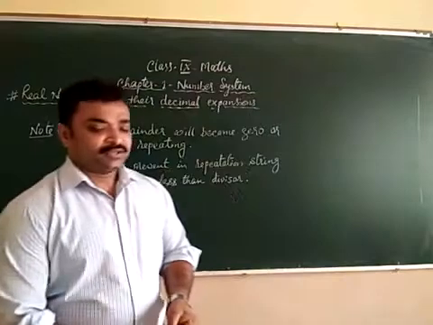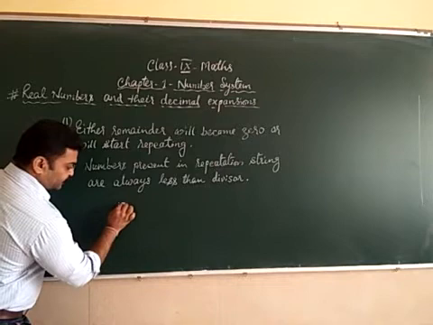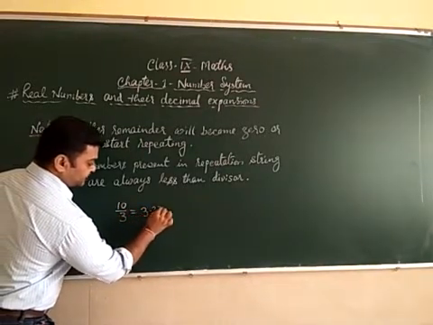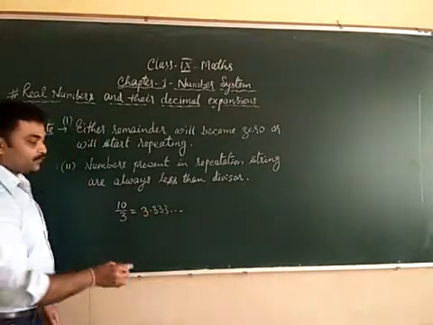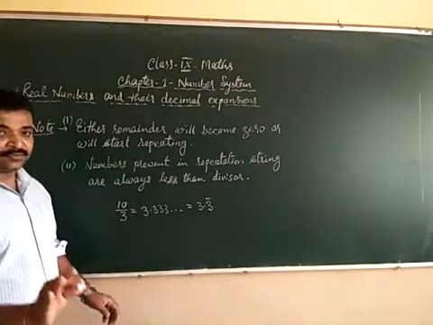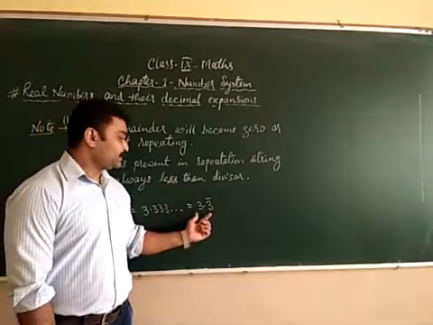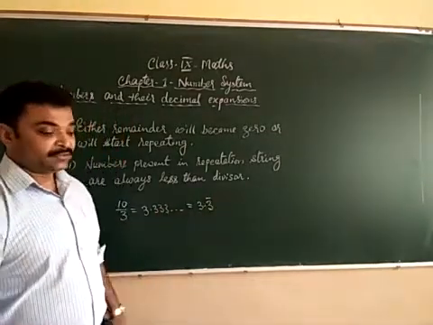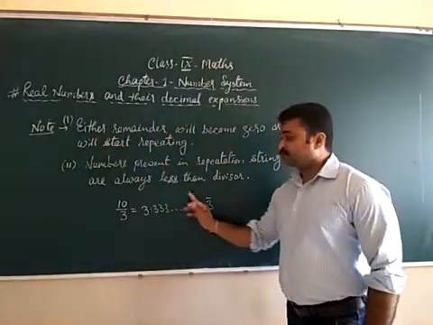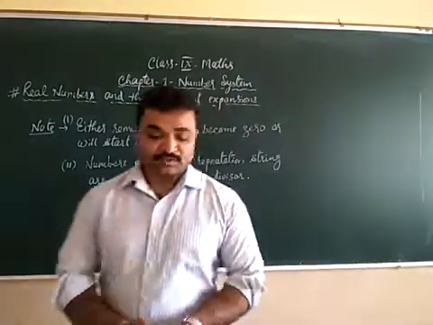Now students, one thing that we know is that 10 upon 3 is equal to 3.333 dash, or we can say 3.3 bar. We know 10 upon 3 is equal to 3.3 bar. But if we have to show that 3.3 bar is equal to 10 upon 3, then how can we show it? We will show.